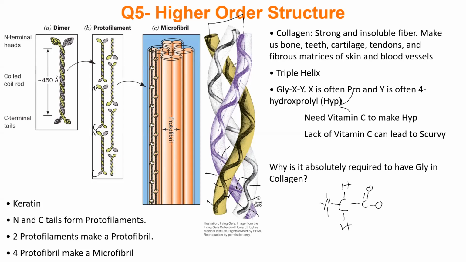So to allow these 3 helixes to come in very close contact, the only amino acid that is capable of doing this is the amino acid with a hydrogen side chain, because you can put 3 hydrogens in there and they're not going to clash, because hydrogen is so tiny. But even alanine, which has a side chain of CH3, is too bulky to fit in that tight spot, right? So that's why it's absolutely necessary that glycine is in collagen, so you can physically bring together these 3 proteins and form a nice rope.